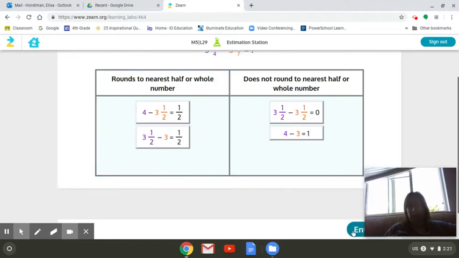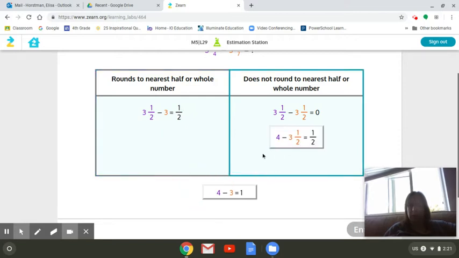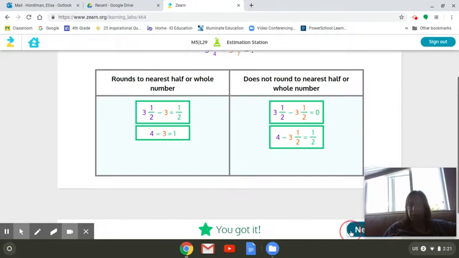Let's see if I got that right. I might not get that right. See, I don't get it right. How do I get it wrong? So this has to come over here. Oops. So this one has to go here. And this one has to go here. And then we're correct.